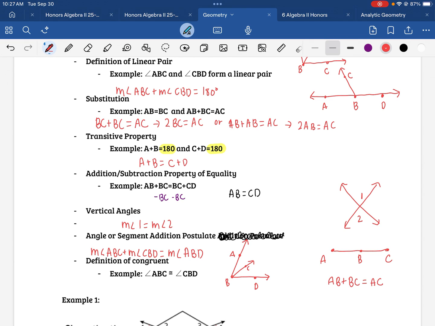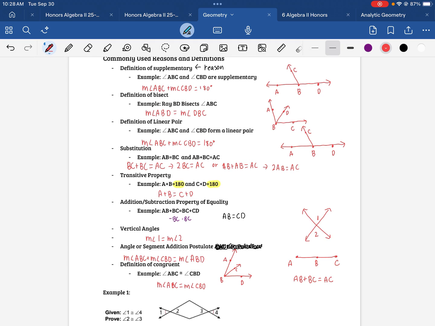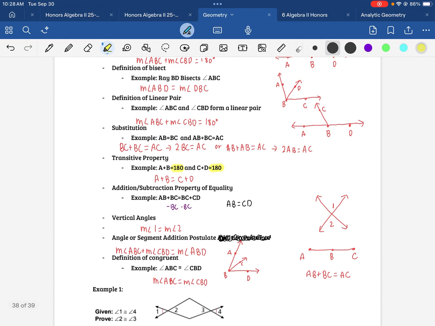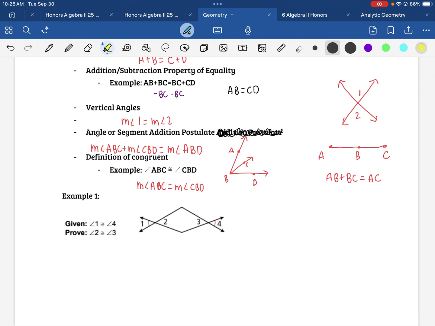Okay, and the last thing we are looking at, if we know that angle ABC is congruent to angle CBD, we know that those measures are equal. The measure of angle ABC is equal to the measure of angle CBD. That's just the definition of congruent. Okay, so remember, everything in black, those are your definitions, your reasons. Everything that I wrote down, those would be the statements that you would say on the left-hand side of the proof.